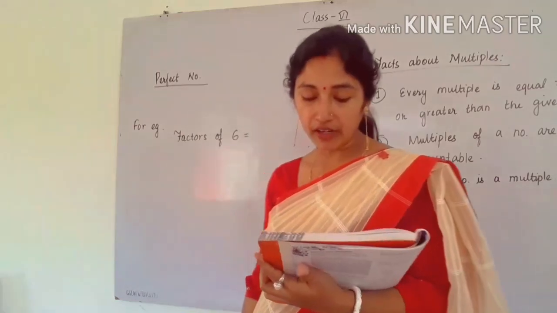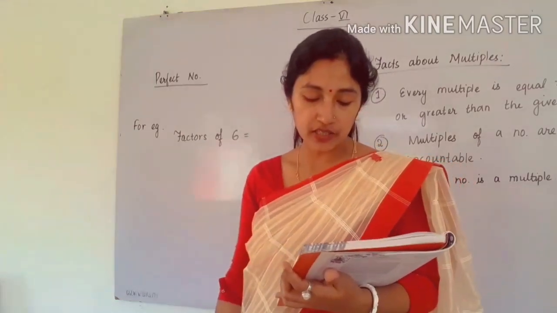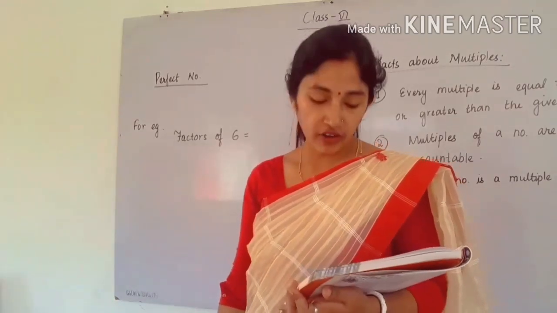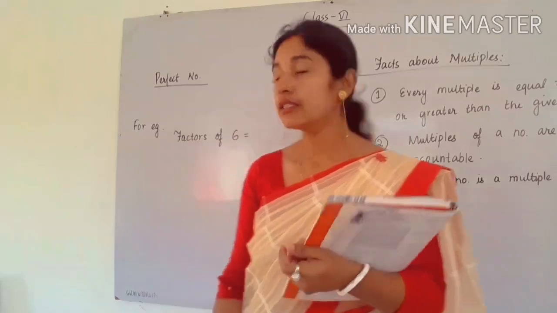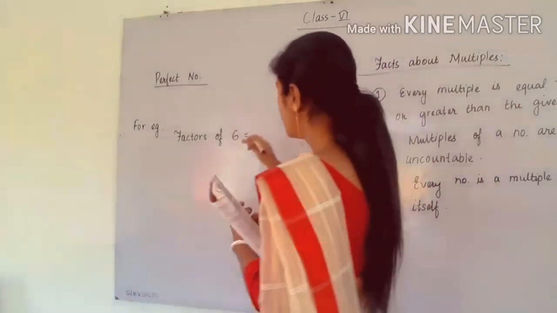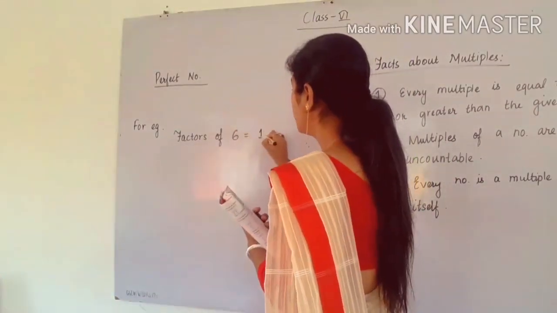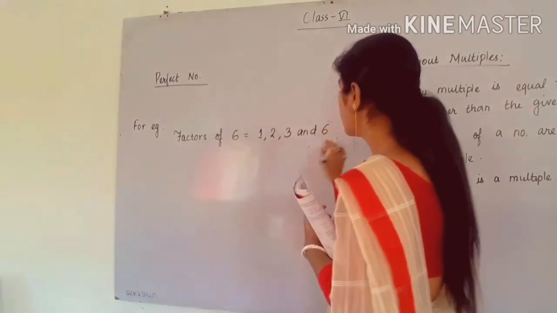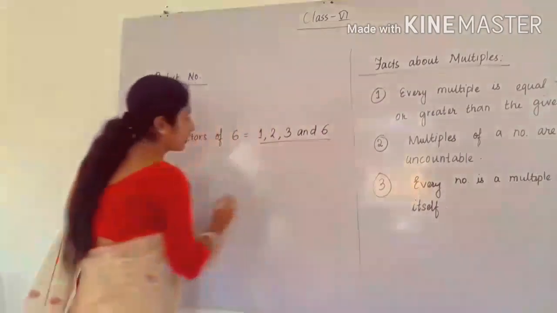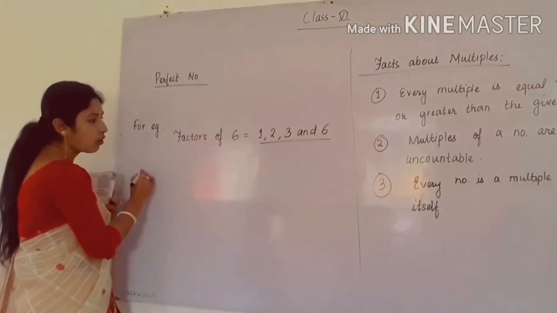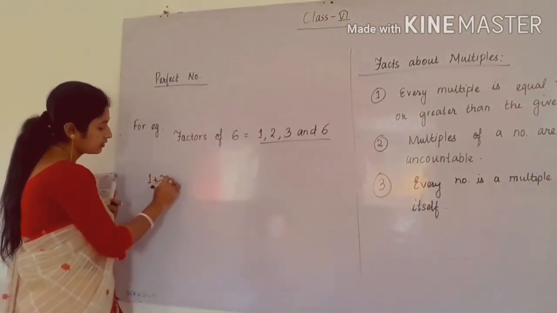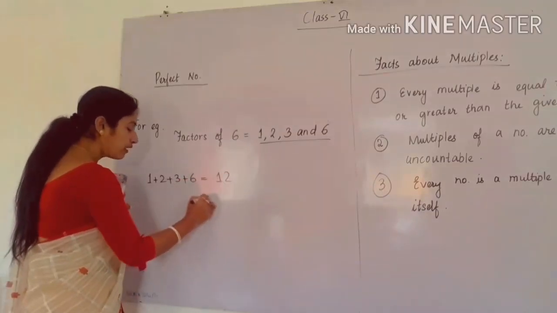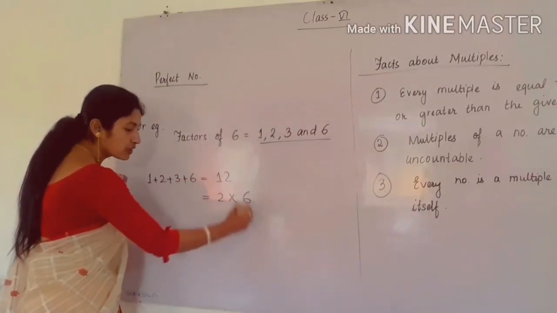For example, factors of 6. Factors of 6 are 1, 2, 3 and 6. So what will happen when I add all the factors? By summing all the factors, I will get 12, and 12 I can write as 2 into 6.